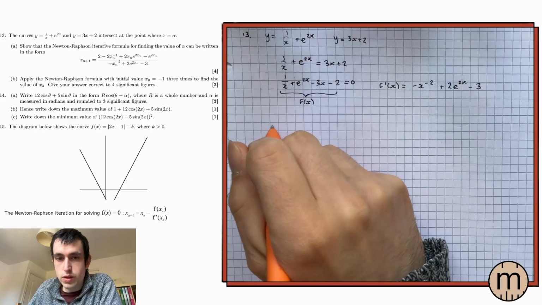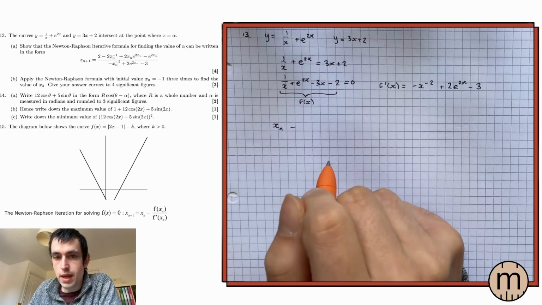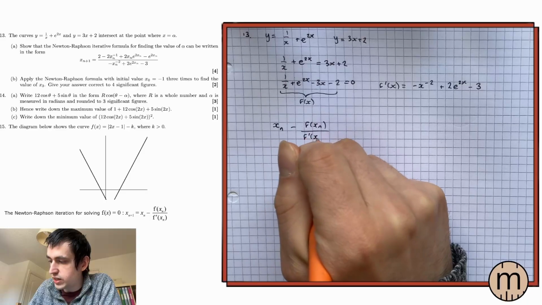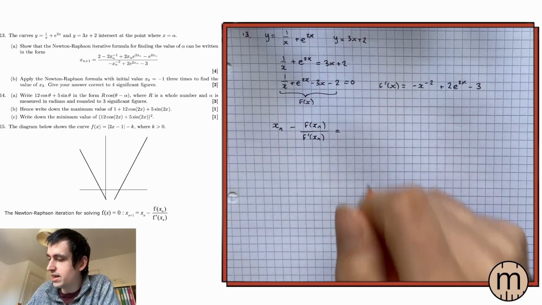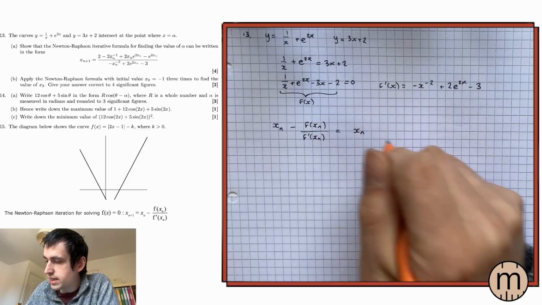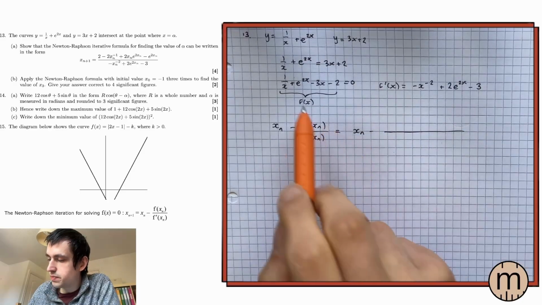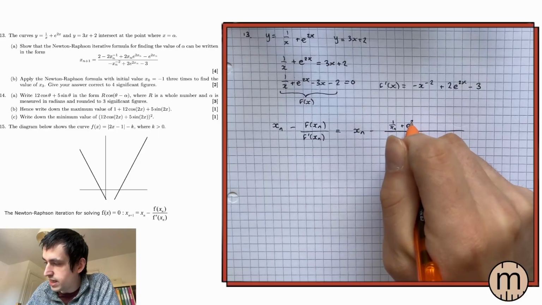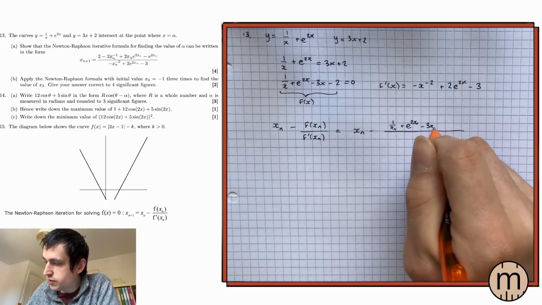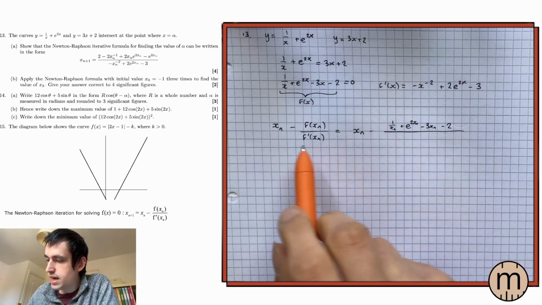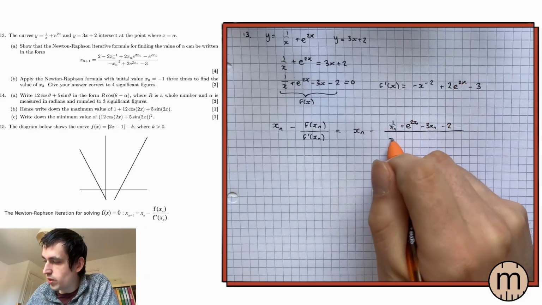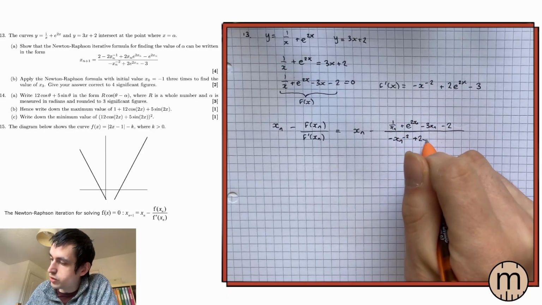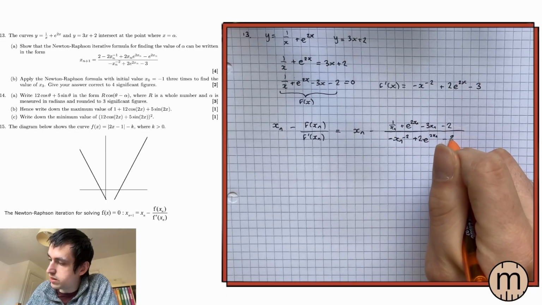So the formula tells us we're going to do xn minus f of xn divided by f dash xn. So that's going to be xn minus, all this is f of x, so it's going to be 1 over xn plus e to the 2xn minus 3xn and minus 2. And then the denominator, we're going to copy this and put it with xn instead of x. So minus xn to the minus 2 plus 2e to the 2xn minus 3, like this.